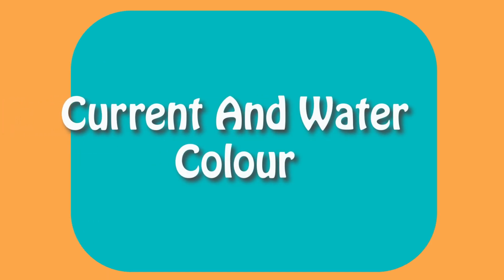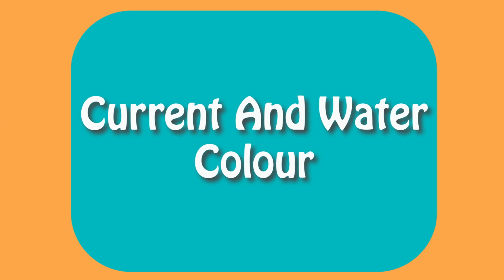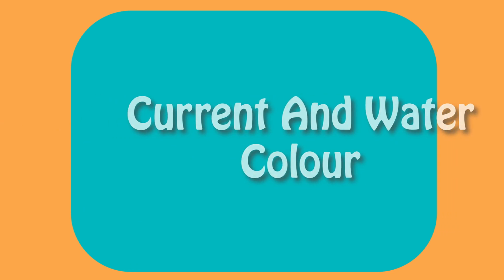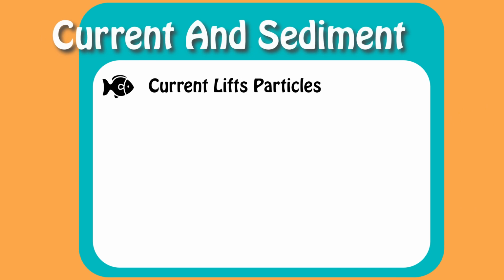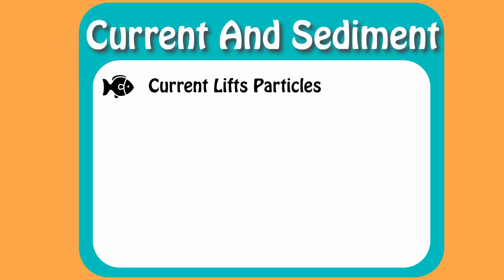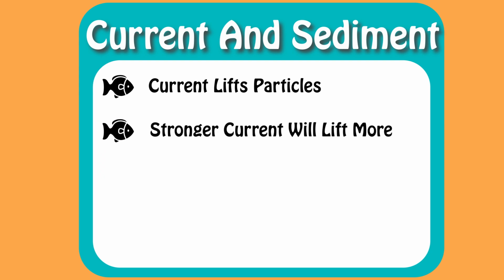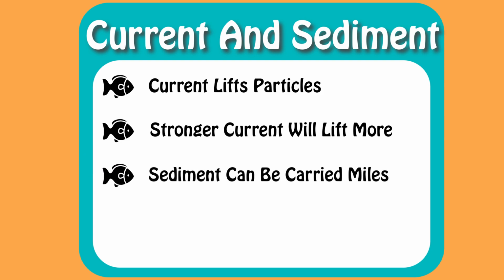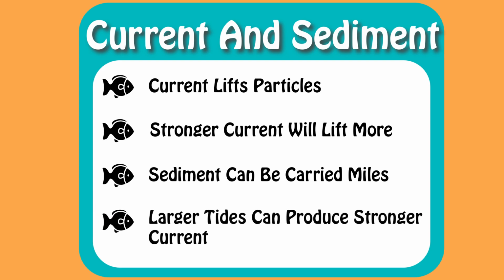So, when it comes to particles in the water, how does current amplify this? As currents pass along the seabed, they can force particles up into the water. The stronger the current, the more disturbance that will be caused to any sediment. Sometimes sediment may be carried many miles from the original source that the sediment was taken from. Large tides, such as spring tides, can produce greater movements of current, shifting larger amounts of sediment.